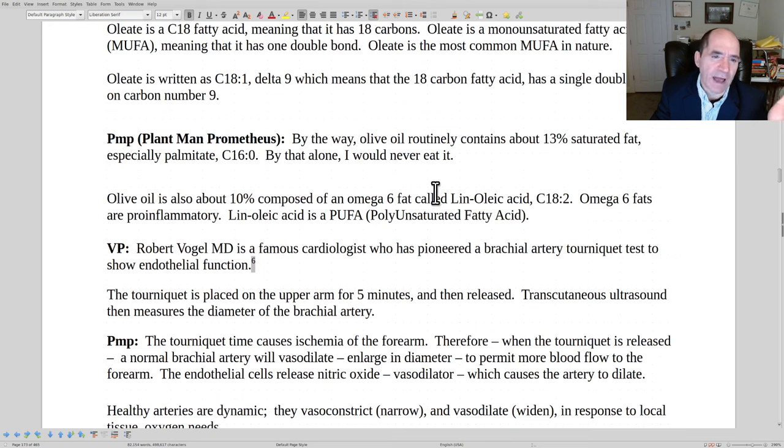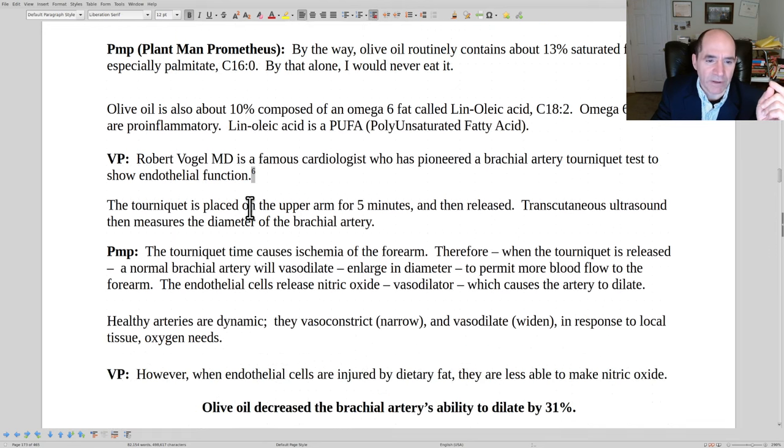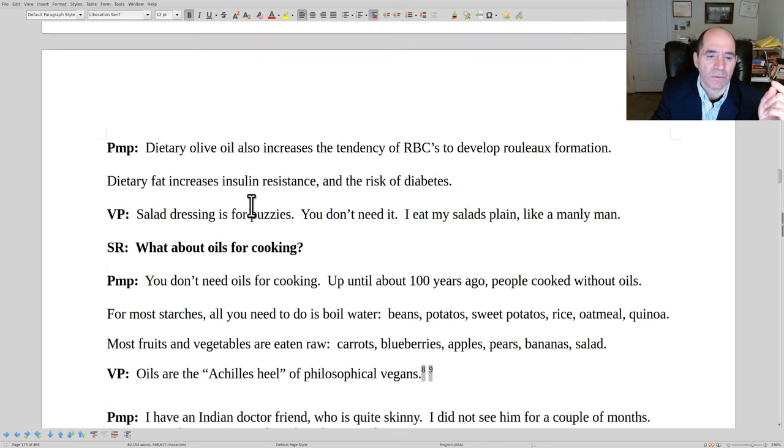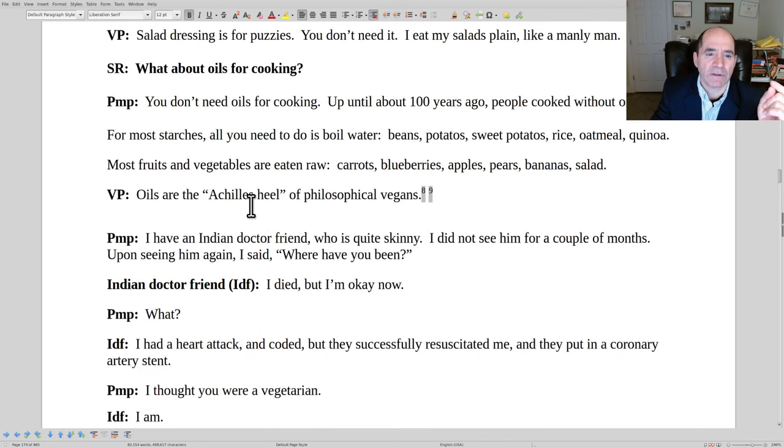When I would write, I'd often write dialogues, kind of like a platonic dialogue or dialectic, if you will. And I would have characters in there like Plant Man, Prometheus. I was just having kind of fun with that stuff. Okay, it also impaired vasodilation. Let's see. Sorry, I'm going to scroll through these a little bit. I think I've got some more pictures coming up in a moment.